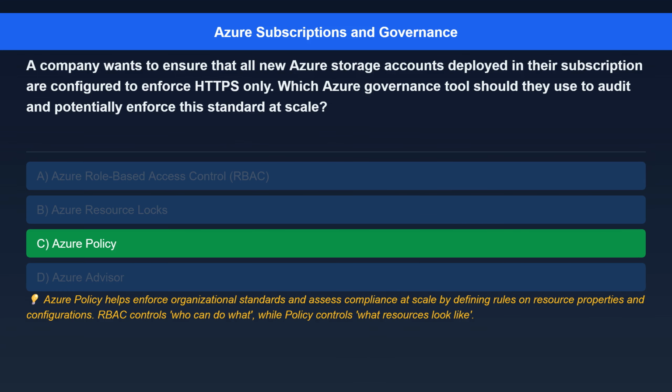The correct answer is Azure Policy. Here's the explanation. Azure Policy helps enforce organizational standards and assess compliance at scale by defining rules on resource properties and configurations. RBAC controls who can do what, while Policy controls what resources look like.